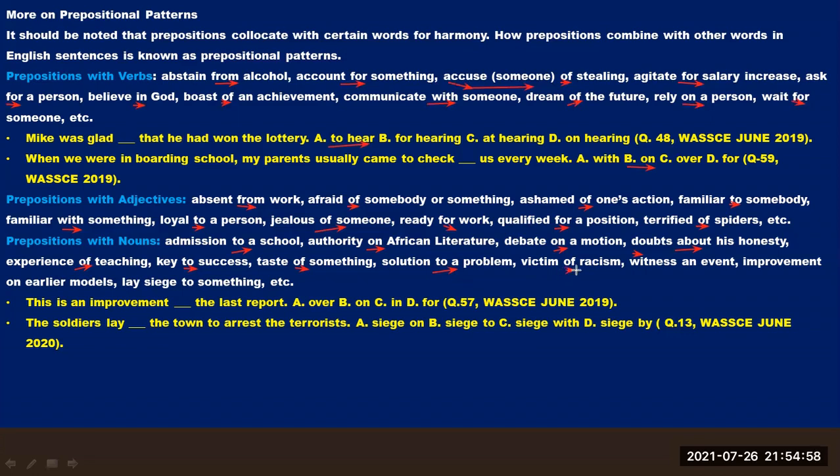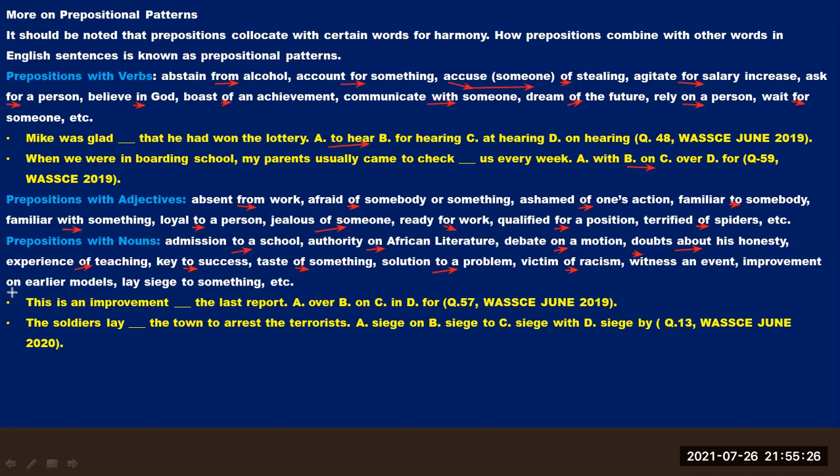Victim of racism. If you are a victim, then you are a victim of something, all right? A victim of drug addiction, a victim of rape. Now, witness an event, all right, well, that's really not a preposition. You can be a witness of something.